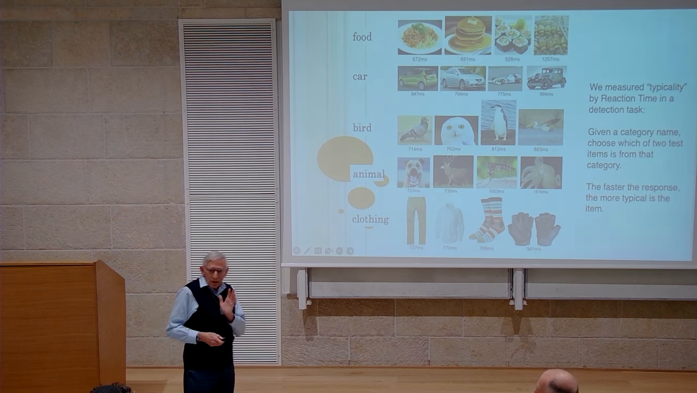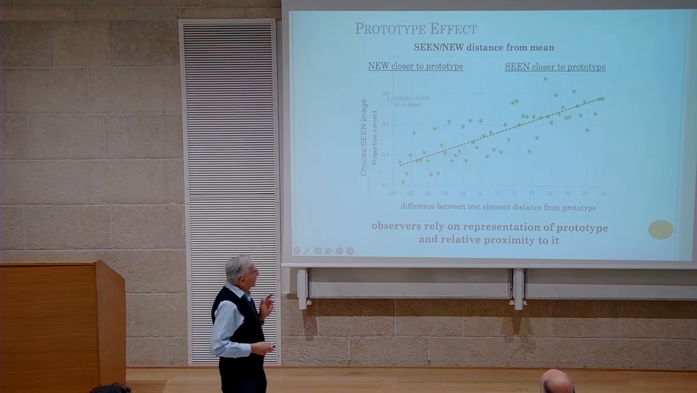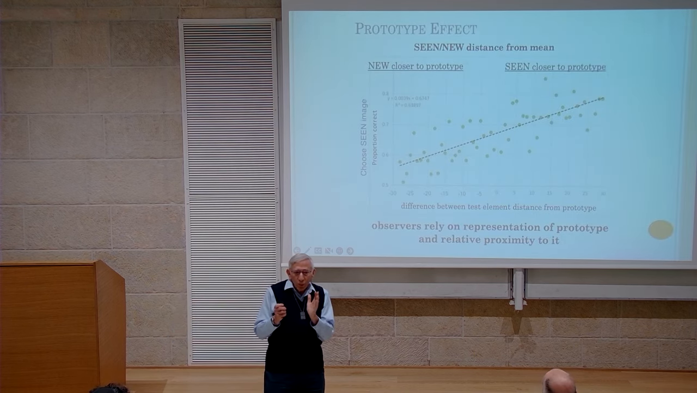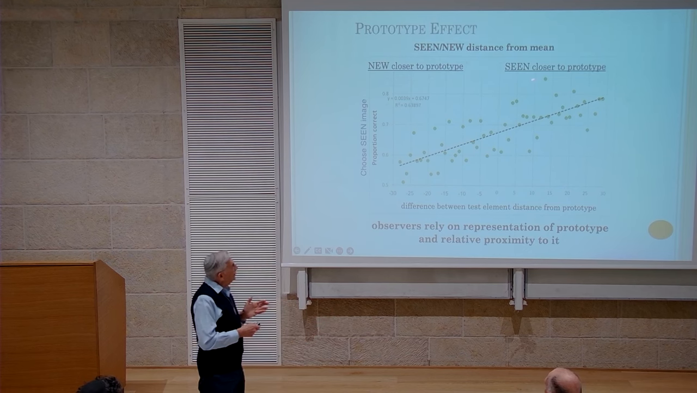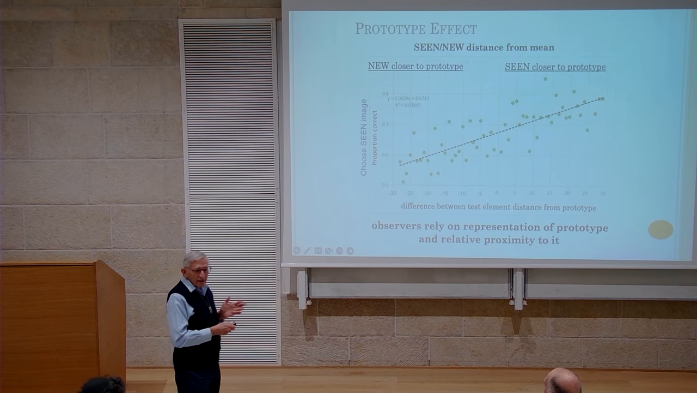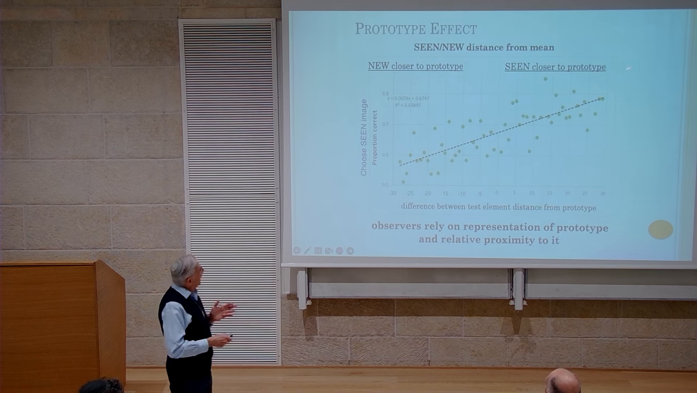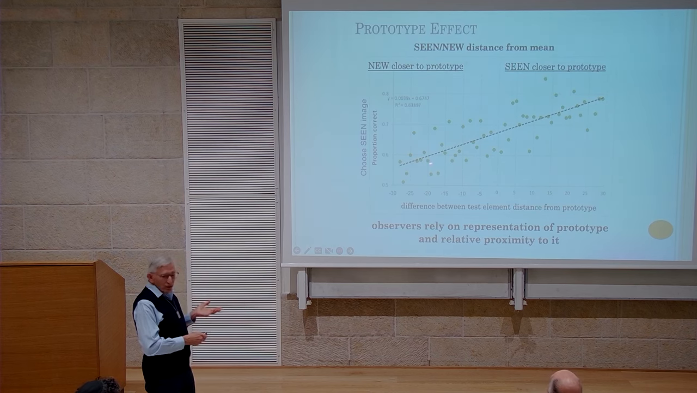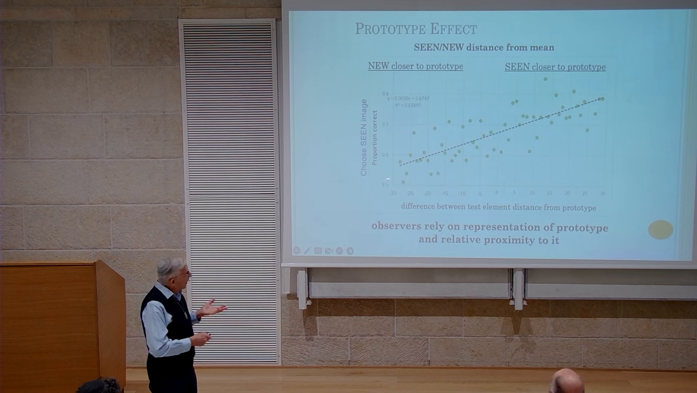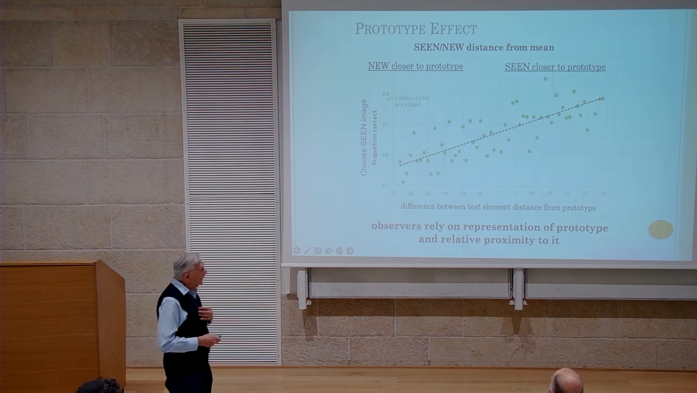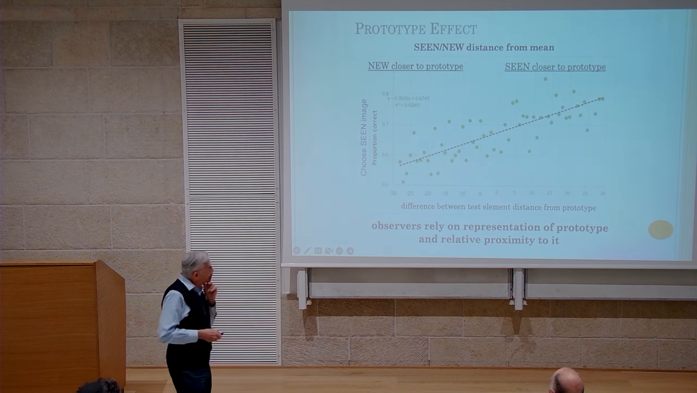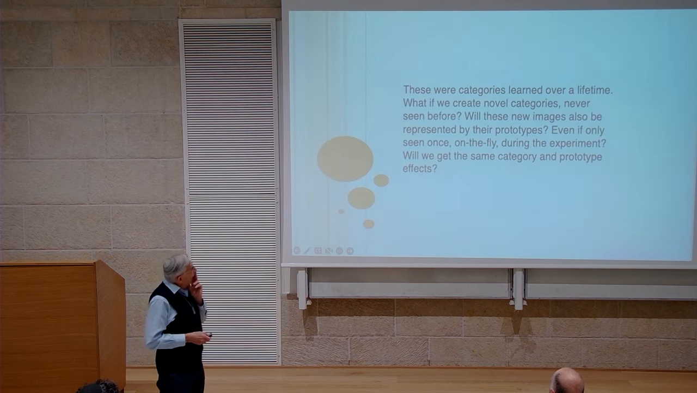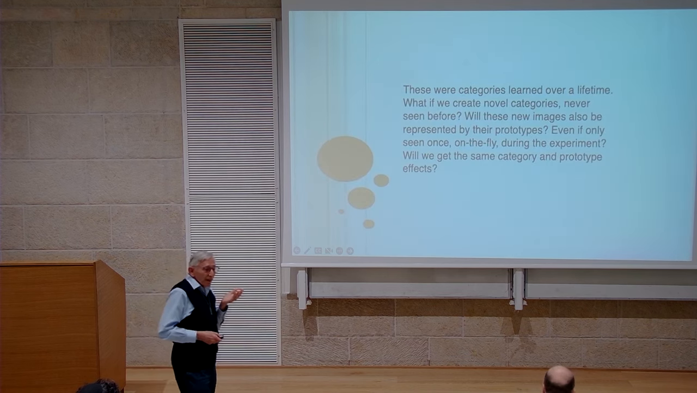So we use this as our measure. And then we said, when we show these two pictures, which one was closer to the prototype? In other words, which one was more typical of the category? If the seen one was closer to the prototype, then they do better. And if they choose the new one, then they're doing worse, what we call worse. Okay. And we get this nice difference between the test elements. This is the difference between the two in terms of how close they are to it. Okay, but these were categories that were learned over time.